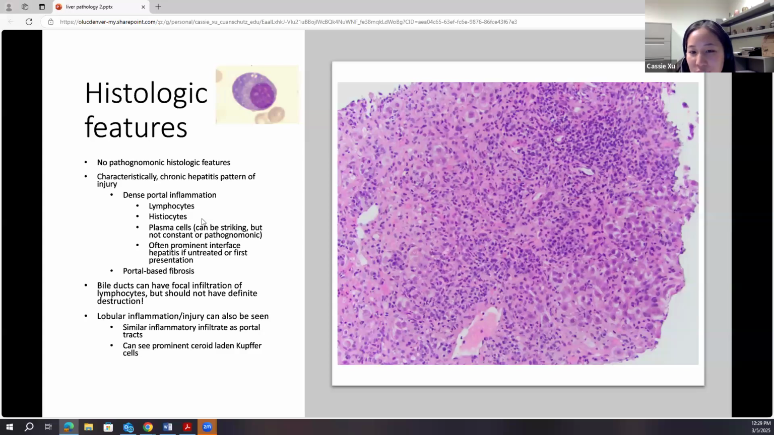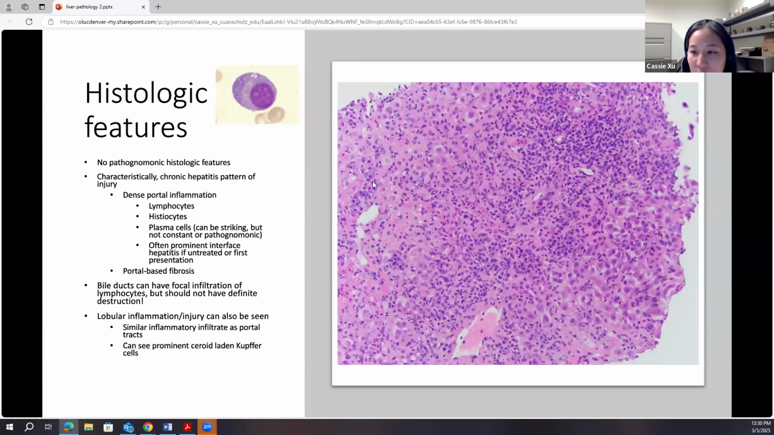So technically, there's no pathognomonic histologic feature for autoimmune hepatitis, but when we look for autoimmune hepatitis, we're really looking for if there's a conspicuous plasma cell population, and if there's good interface activity, if there's fibrosis, and if there's necrosis. So typically, we see dense portal-based inflammation, tends to be mixed lymphocytes, histiocytes, and many plasma cells. It can be striking, but it's not pathognomonic for it. Often you see interface activity where the inflammation spills into the lobular parenchyma, and then you start to see portal-based fibrosis, which extends to periportal fibrosis, bridging, and then cirrhosis.